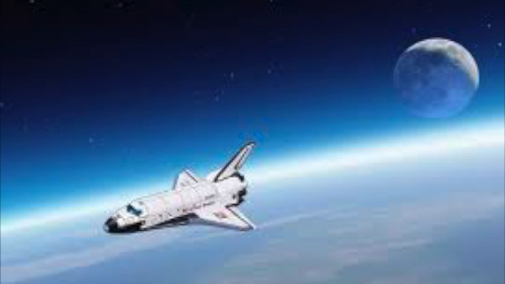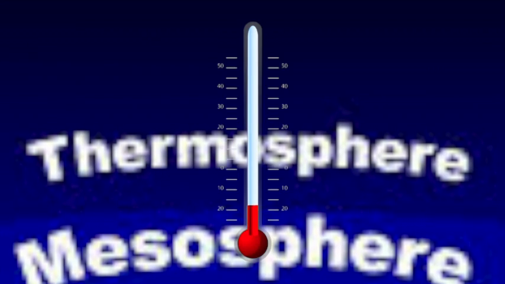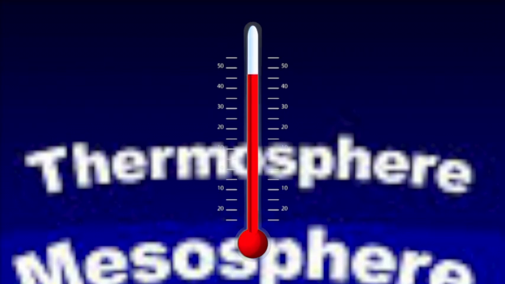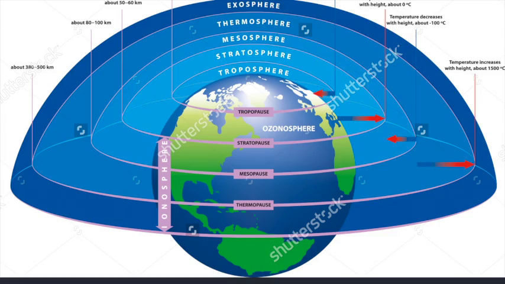The thermosphere is the fourth layer of Earth's atmosphere. The thermosphere lies above the mesopause and is a region in which temperatures again increase with height. This temperature increase is caused by the absorption of energetic ultraviolet and X-ray radiation from the sun.